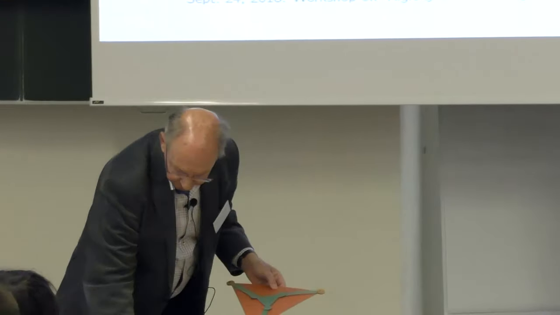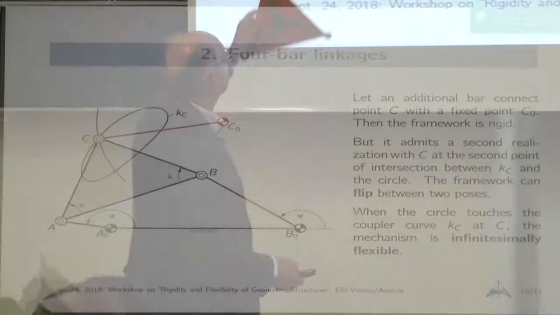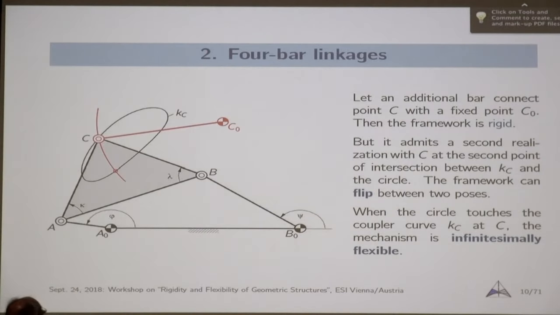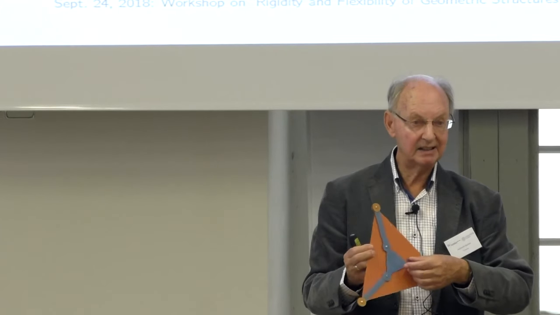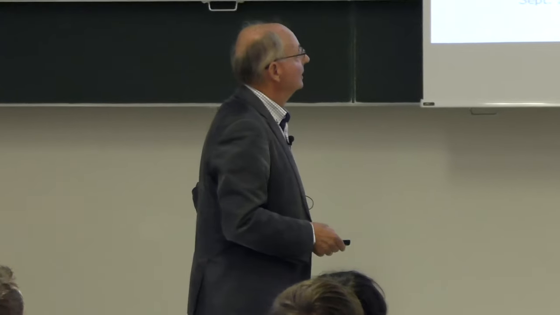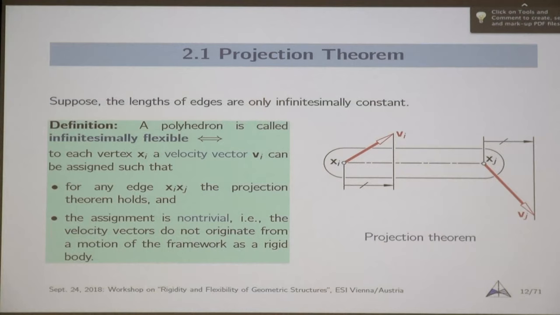Of course, it can happen that this circle is tangent to the coupler curve, and then we can imagine that it's slightly flexible. And this is what we call infinitesimally flexible. We have an example here, also due to symmetry, it flexes slightly. So it's not rigid, it's not infinitesimally rigid, how we can say, but it's infinitesimally flexible. And the exact solution is the following.